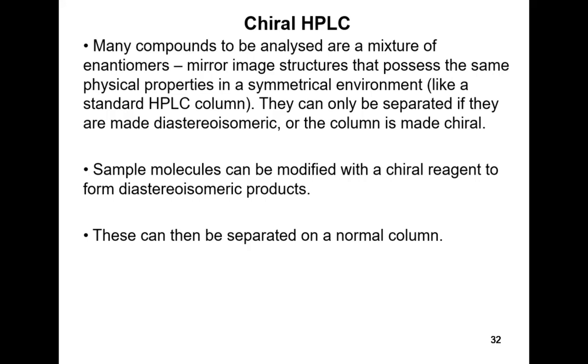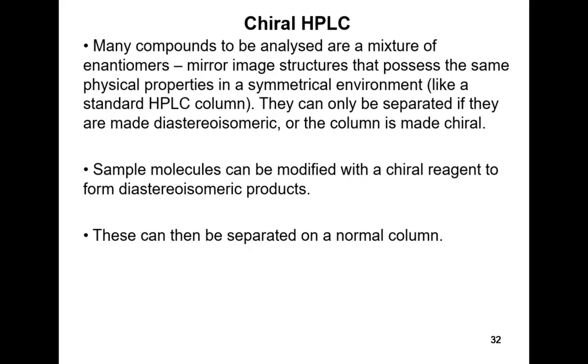The shapes that they will adopt will now be more distinguishable from each other, even in a symmetrical environment. So if you do this kind of modification and put it on a standard HPLC column, you'll now see two separate peaks coming. Before the modification, the two enantiomers would behave exactly the same as each other, and so would give a single peak.